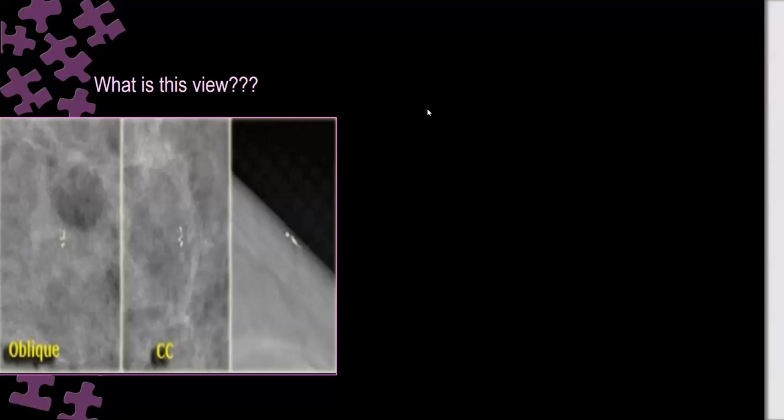What is this view, Huda? It is obvious this is a zoom view or spot view, oblique. This is CC, but what about this one? And what does it represent? The last one is tangential. Magnification view. Obvious in the skin, tangential. Excellent. Who said tangential? Sumaya. Excellent, Sumaya. This is a tangential view.